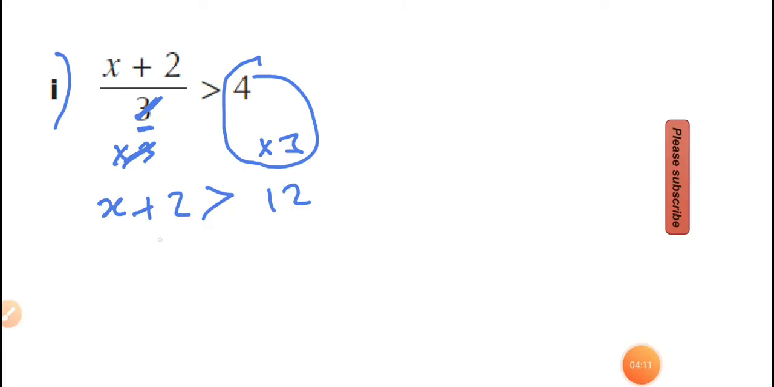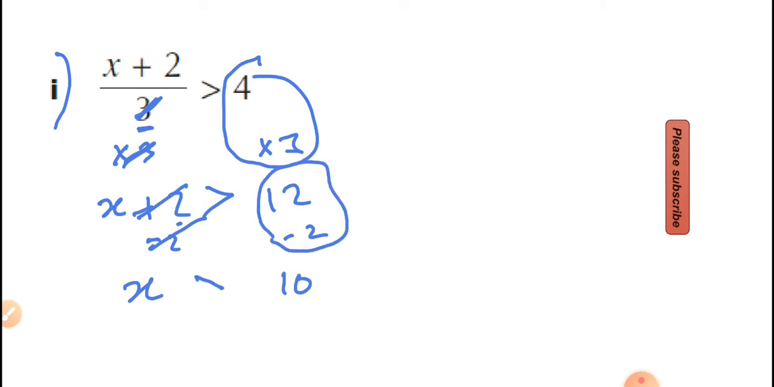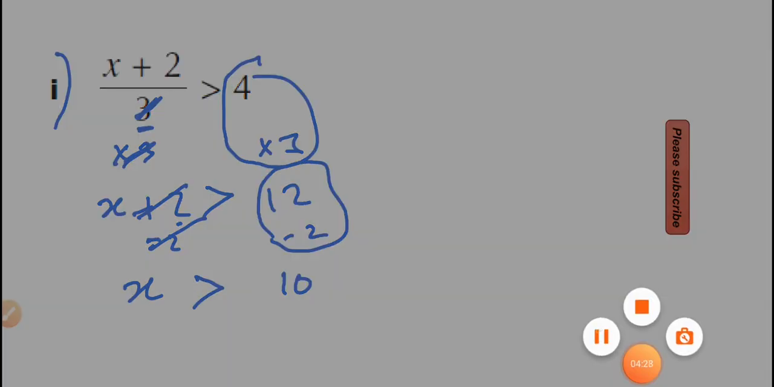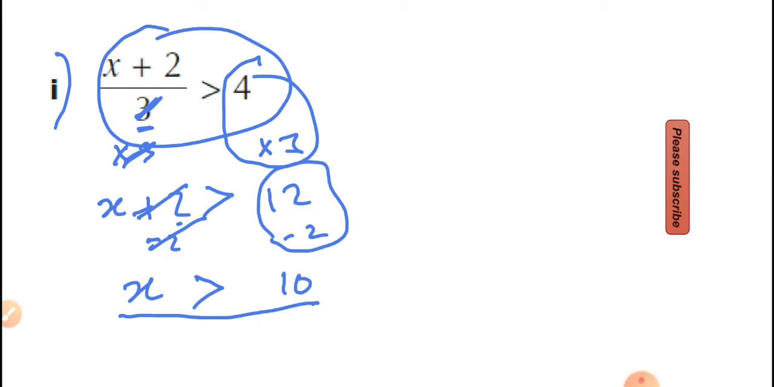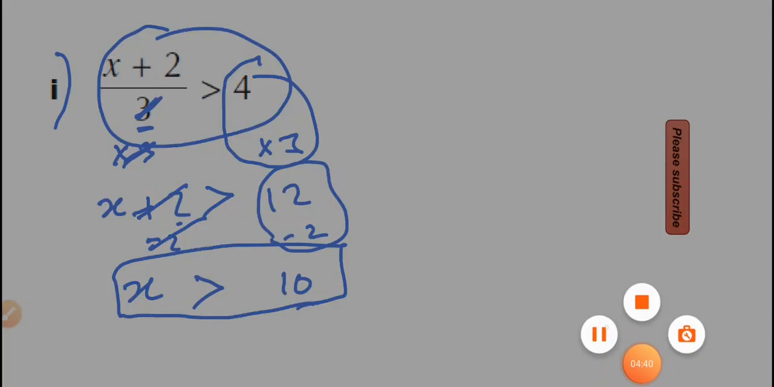Now to get the x on its own, we have to get rid of this plus 2 here. So to do that, we take away 2 on the left, take away 2 on the right. Now on the left, the plus 2 and the minus 2 is cancelled out, leaving just x. And on the right hand side, 12 take away 2 is 10. And then just copy the sign down. Remember, always substitute this value into the original equation to check that it does work. So x is greater than 10.